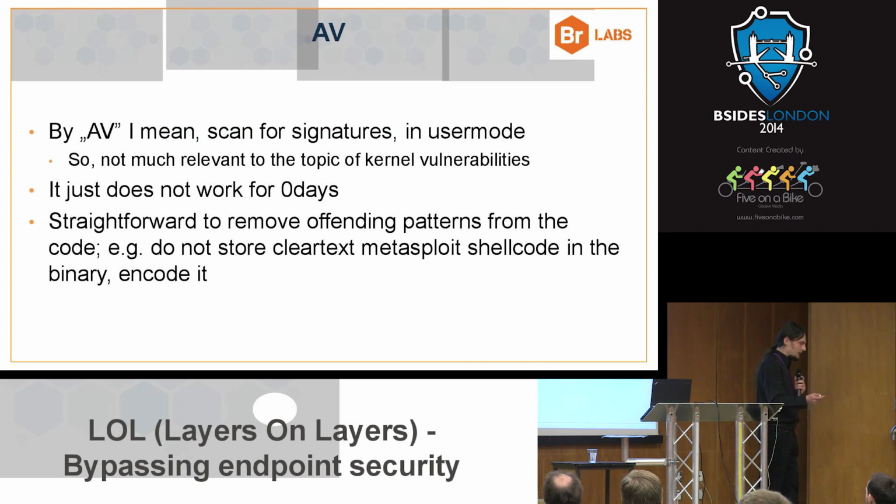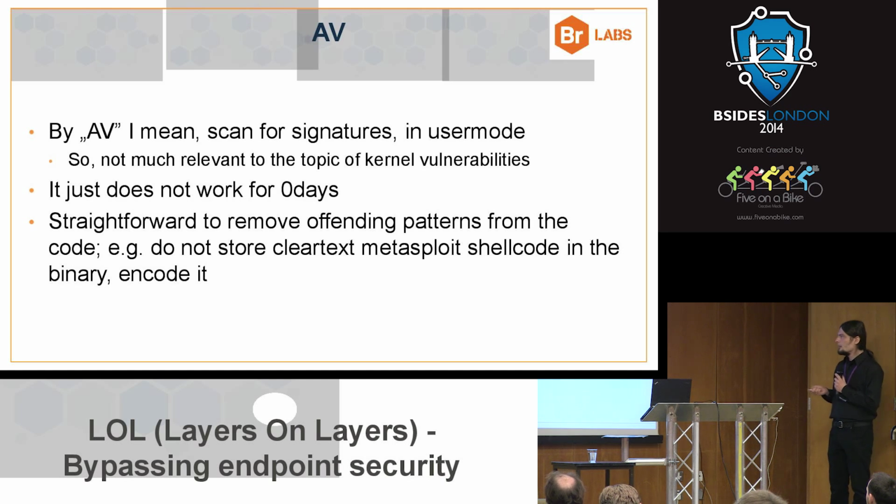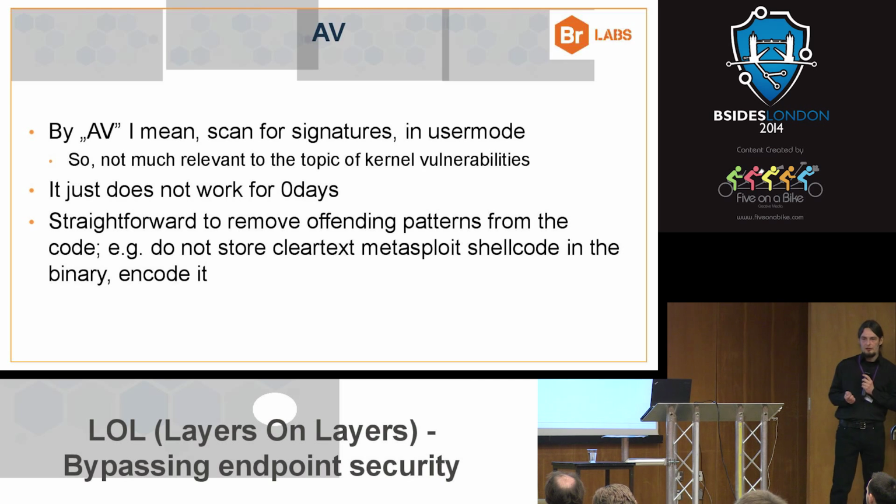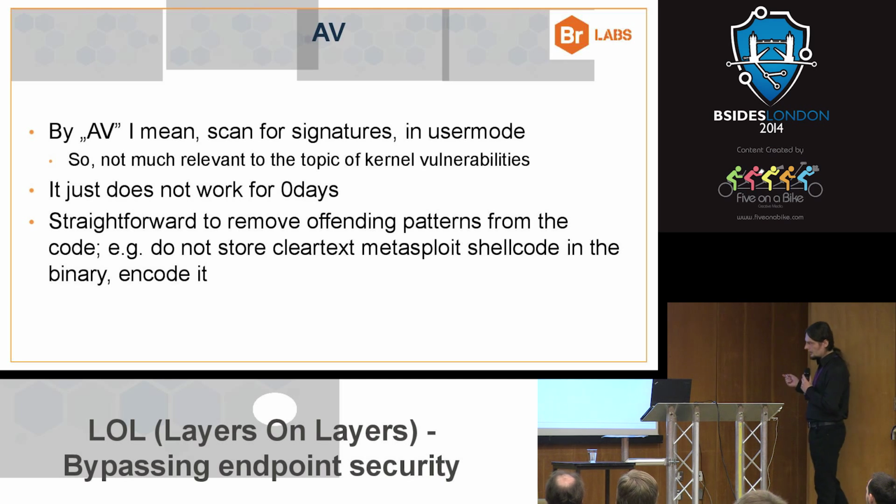Nowadays, the term AV is not well defined. For the purpose of this presentation, I mean AV is just scanning for signatures in user mode. That's what you typically expect from AV. They can do other things, but let's focus on that. So it's not very relevant to the subject, right? AV has no way to prevent exploiting kernel vulnerabilities. It would be relevant if AV was capable of actually preventing the malicious code running in user mode, right?